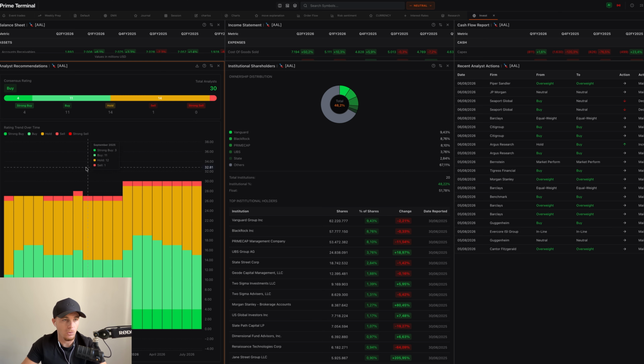And you can also see the rating over time here. You can see that the hold increased a little bit since the beginning of this year. They increased the hold position. However, the sell and strong sell didn't really appear. So it means that for now, for most analysts, the recommendation is still hold the position or long, basically.